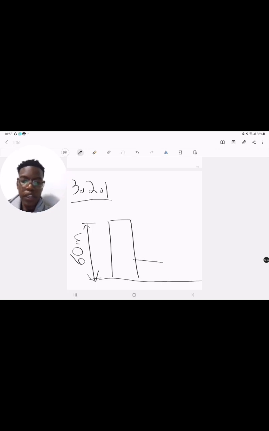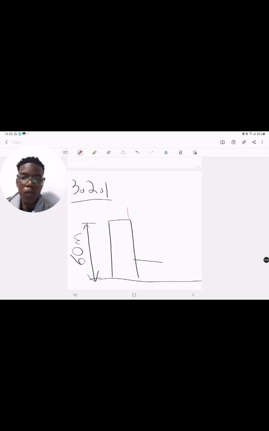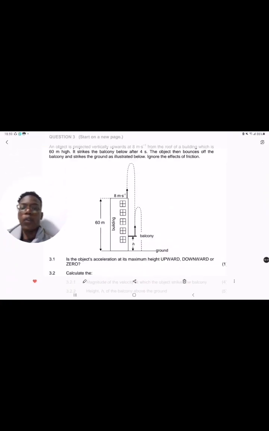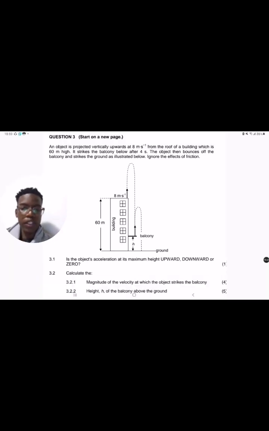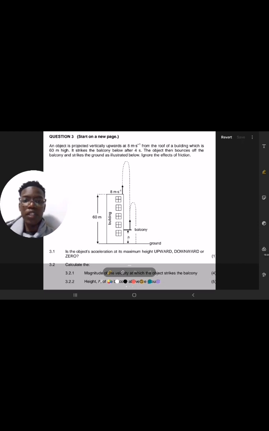We've got a balcony here. We've got an object that has been thrown. Draw it in a different color. The object has been thrown from here, it moves there, lands on a balcony or bounces off a balcony and then to the ground. Okay, and let's go back to the question. If you look at the question again, it says an object is projected vertically upwards at that velocity, 8 meters per second.